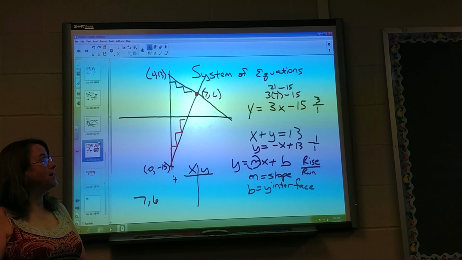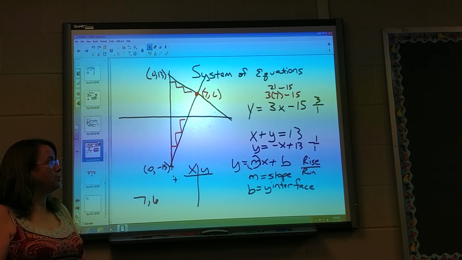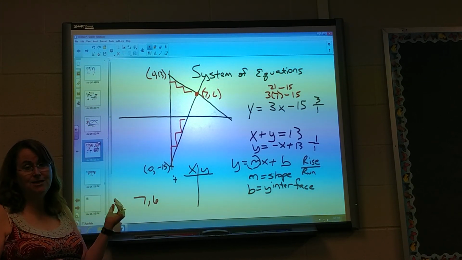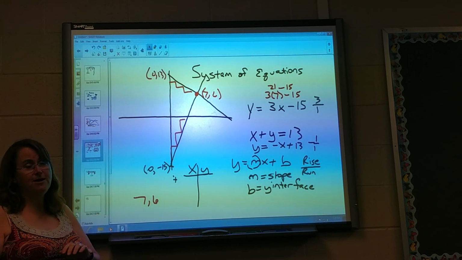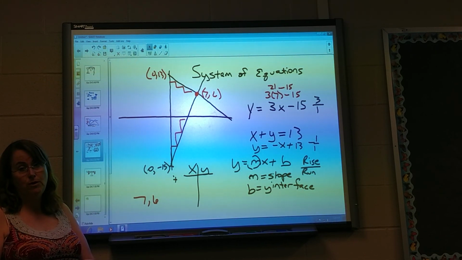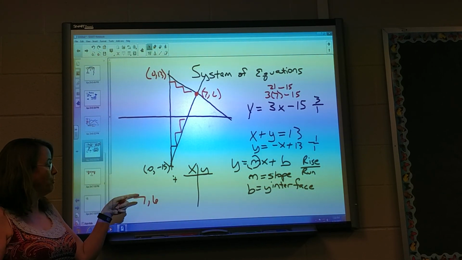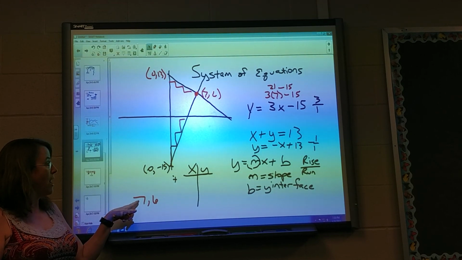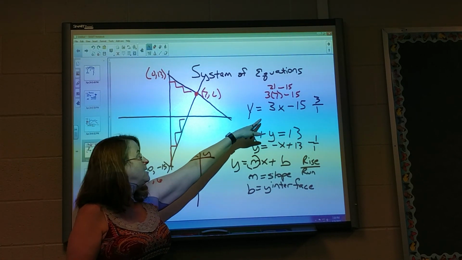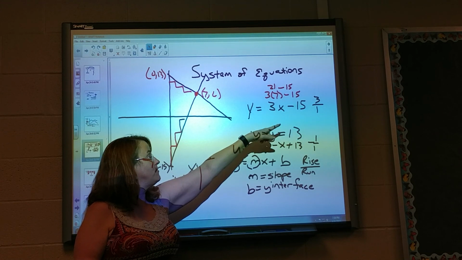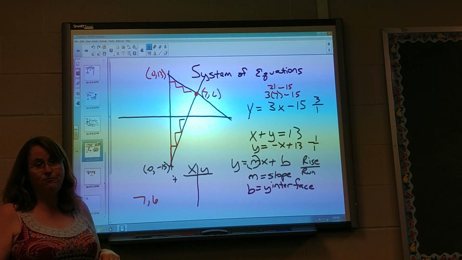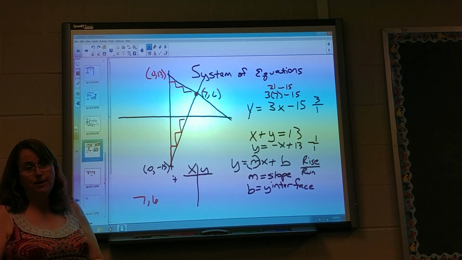And just so that you understand, when they ask you for a system of equations, you can often take the answers, plug them in, and find out which one makes it true. So they may have given you several pairs. You can say, well, I can plug 7 into this one, and I get 21 minus 15, and I do get 6, so therefore that is my answer. It should work.